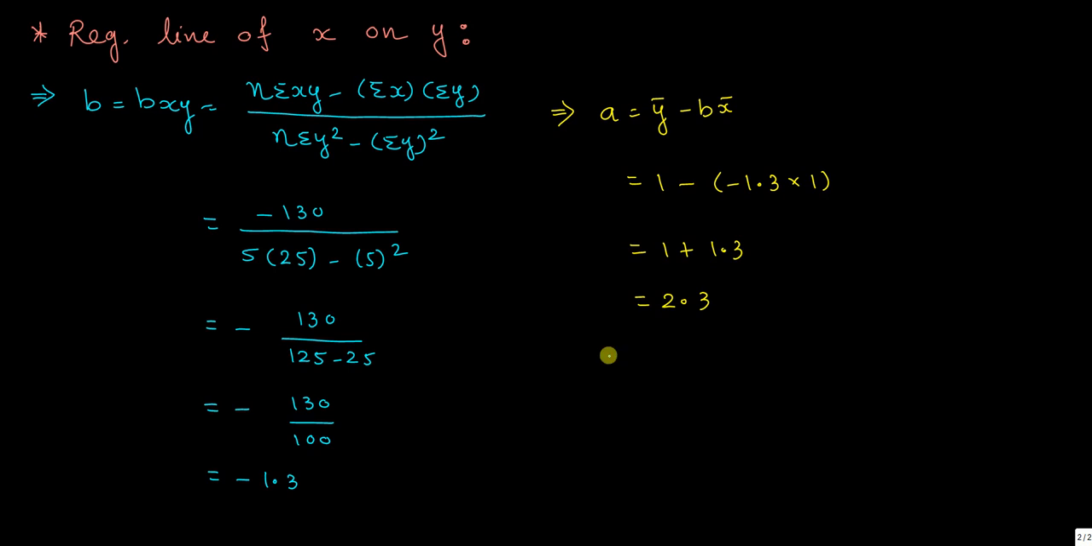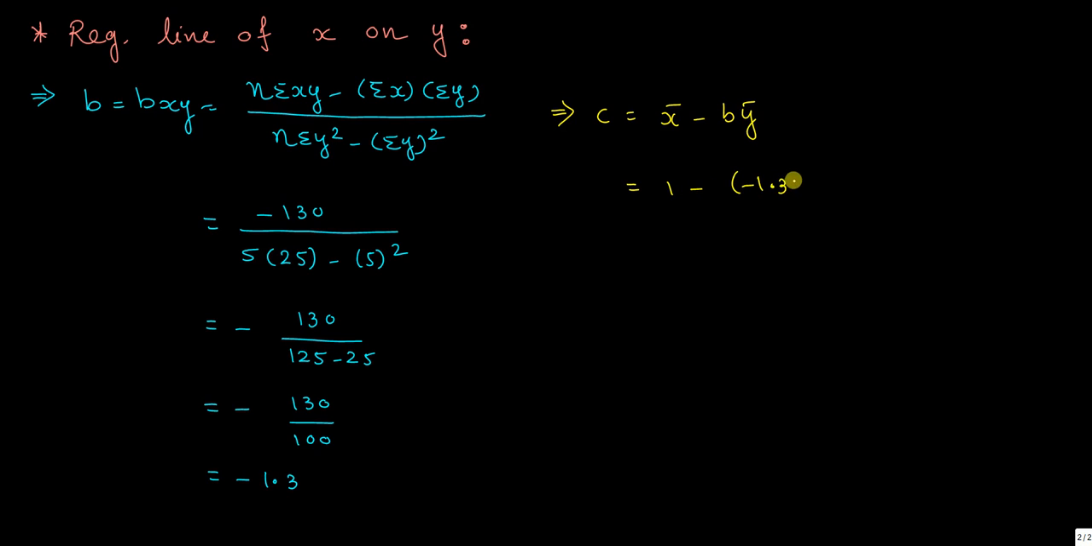Okay. So the regression line of x on y is x equal to c plus. Again we made the same mistake here that happened in the previous sum. Actually we have to find c equal to x bar minus b y bar. Okay. But there will be no difference in the answer. X bar is 1, b equal to -1.3 into y bar equal to 1, because both x bar and y bar are 1, 1.